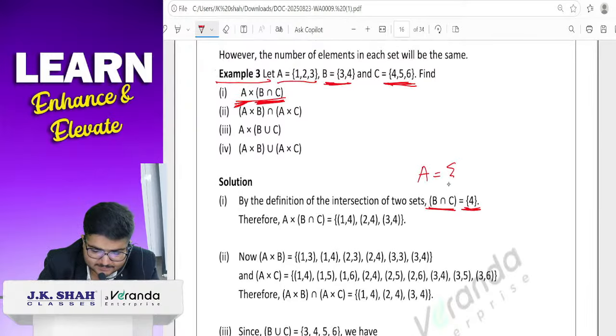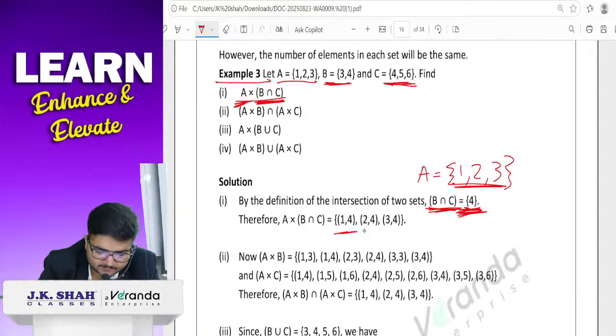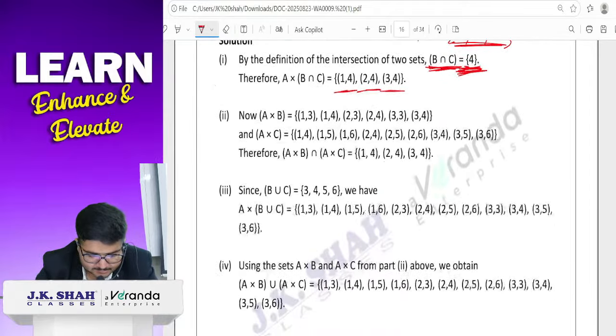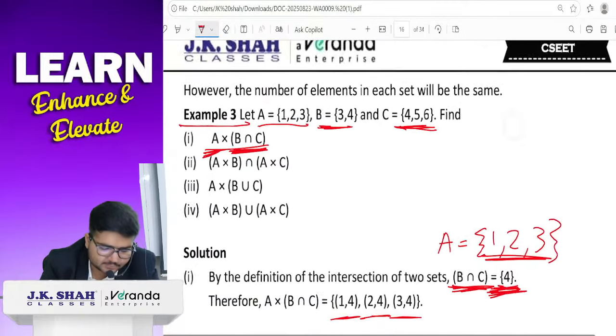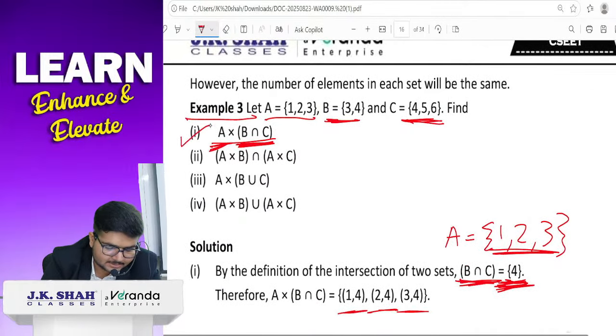Right? So now you just take set A. Set A has 1, 2, 3 and B intersection C has 4. So now you have to make pairs of this. How will the pairs be formed? (1,4), (2,4), (3,4). Easy, right? In the third question, let us do the third question, then we will do the second and fourth.